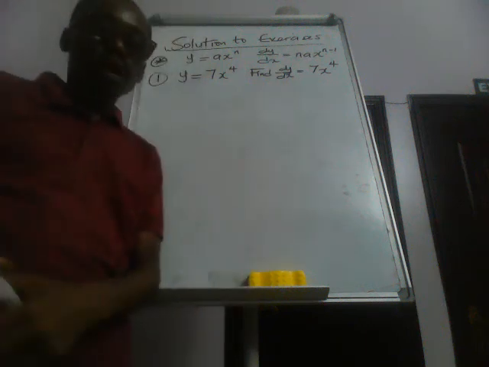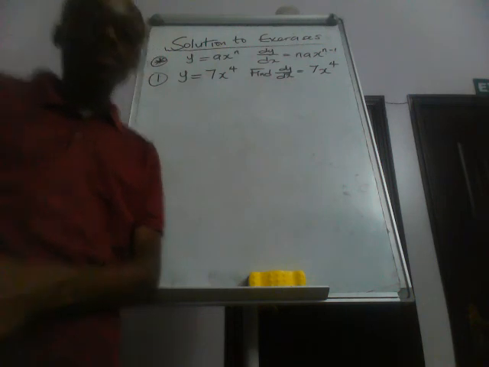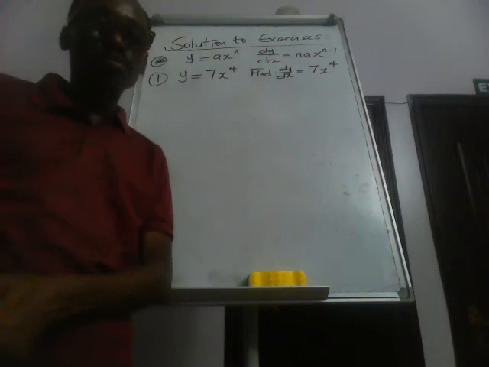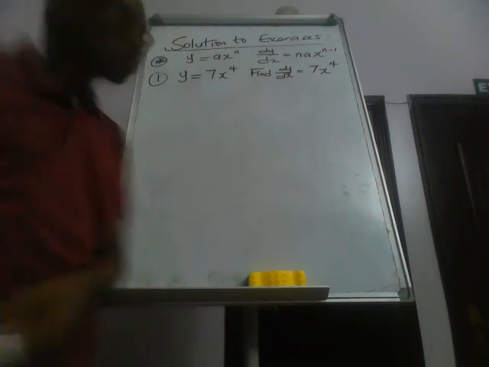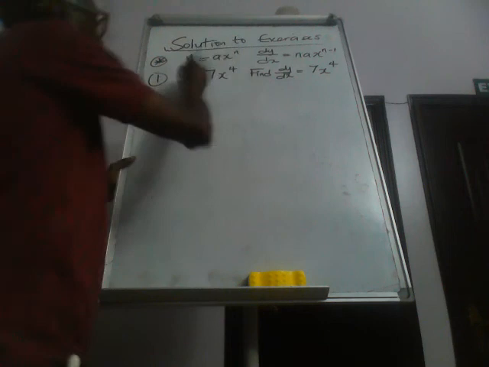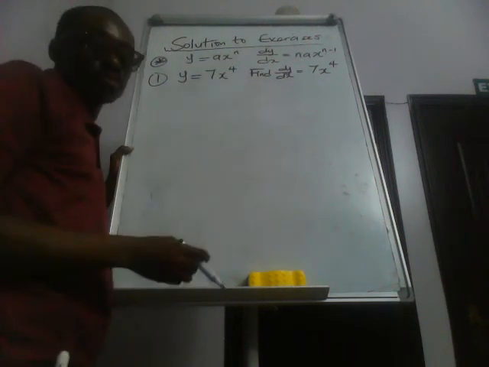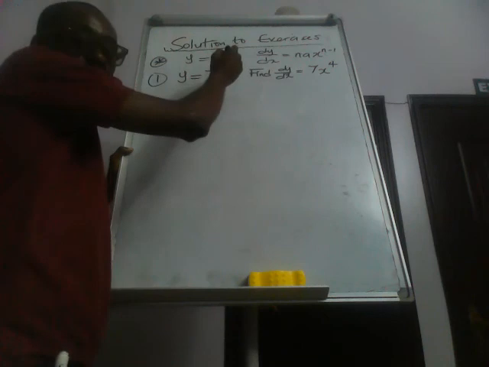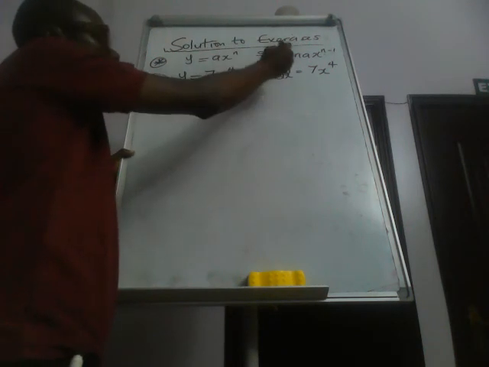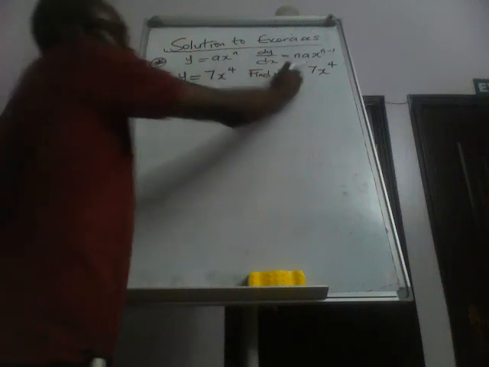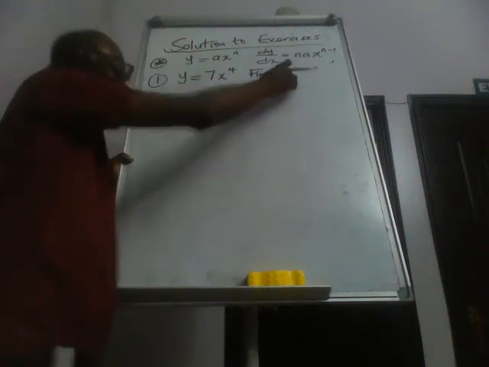Today I'll be giving solutions to the exercise I gave you in our first lecture on differentiation using the general formula. So the first question we had was y equals 7x raised to power 4. This was our first question. Find dy/dx if y is equal to 7x raised to power 4. Find the derivative of y with respect to x.